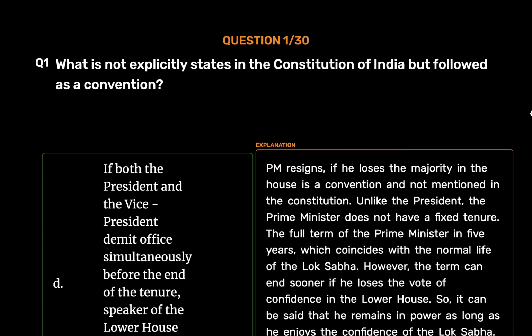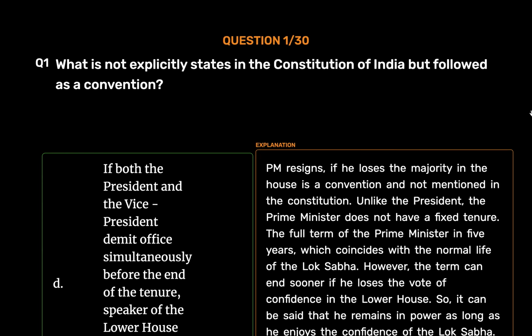Unlike the President, the Prime Minister does not have a fixed tenure. The full term of the Prime Minister is 5 years, which coincides with the normal life of the Lok Sabha. However, the term can end sooner if he loses the vote of confidence in the lower house.